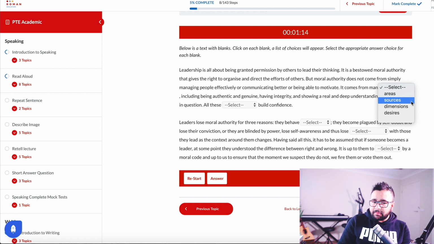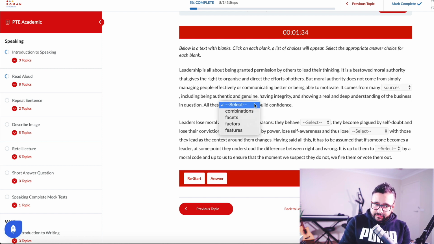So this is giving me the context to pick the word sources as the answer here, because these are all sources. These are not areas, these are not dimensions, and these are not desires. So in this case, the overall context of the sentence was the clue that I could apply to answer this question.